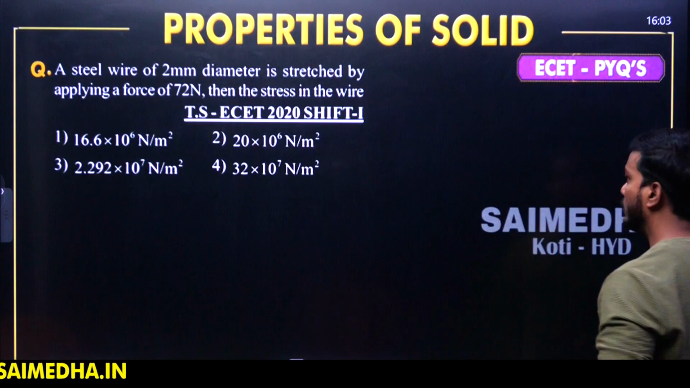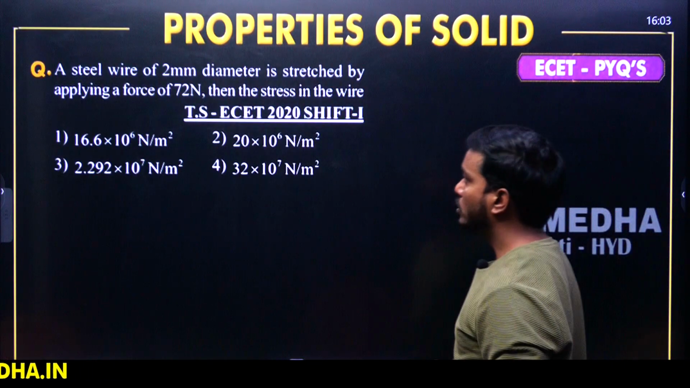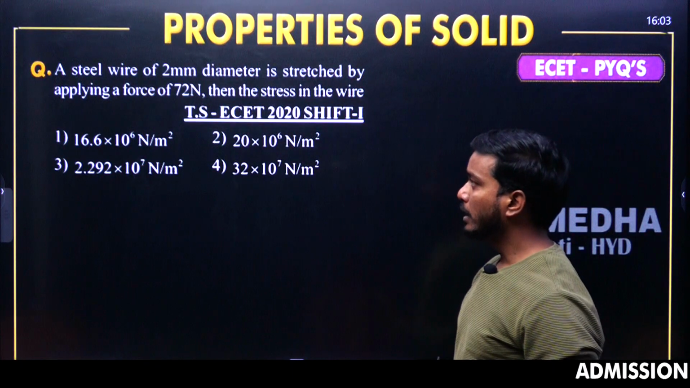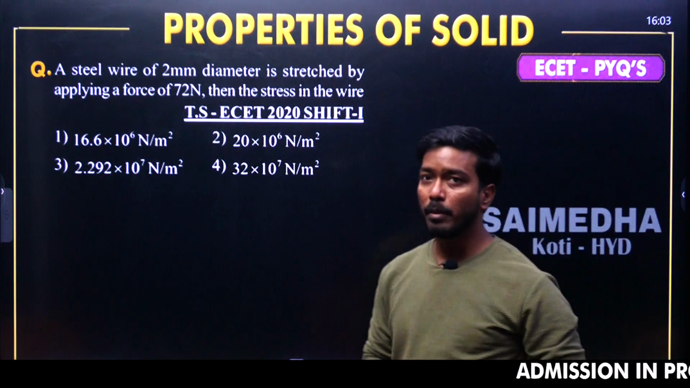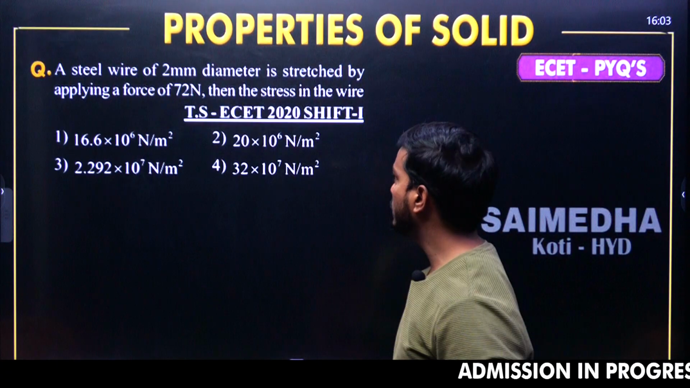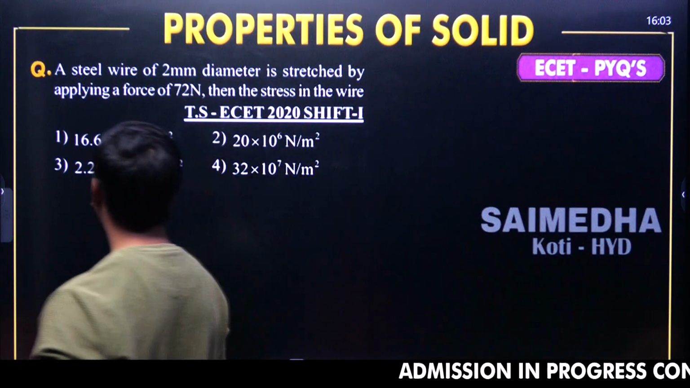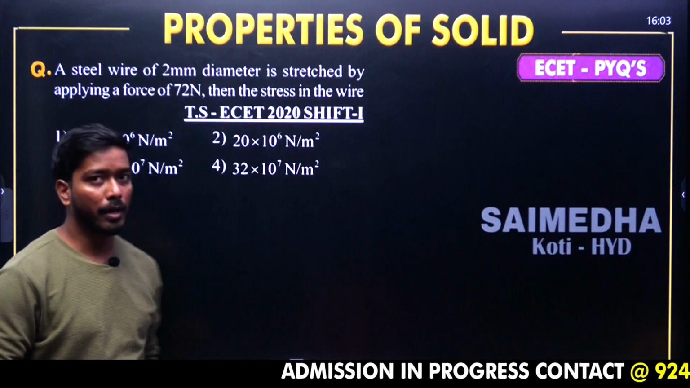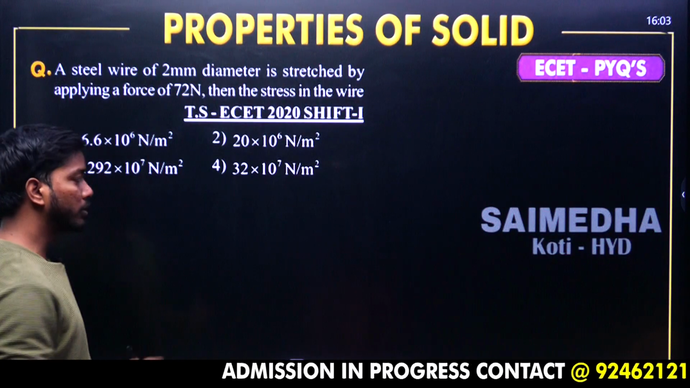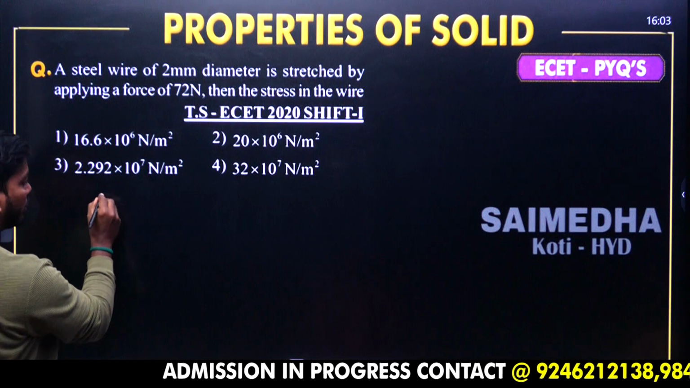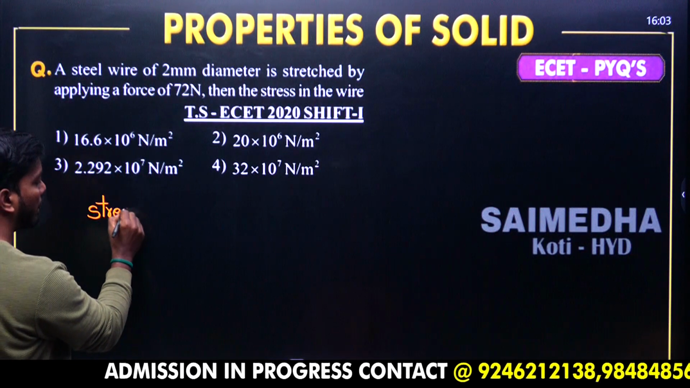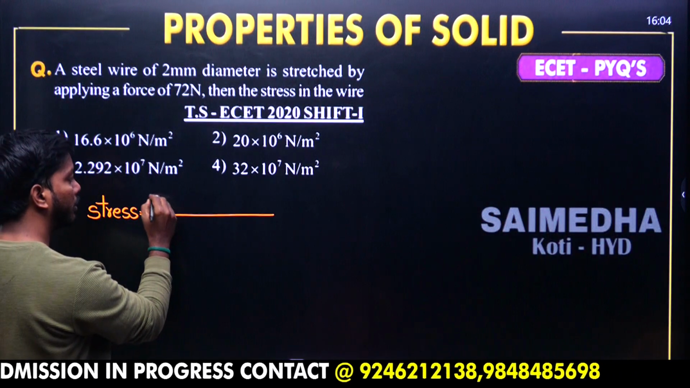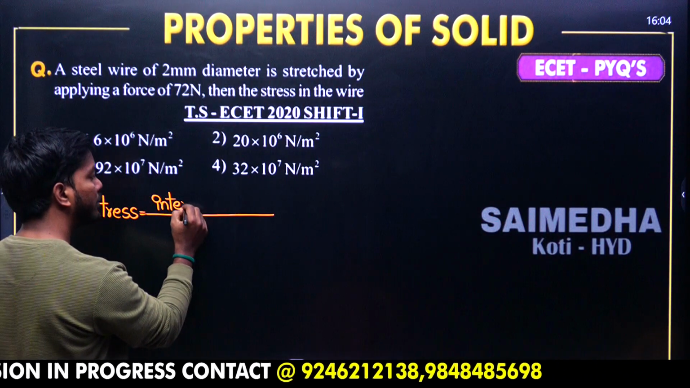The question number 1, which appeared from the properties of solids in the TS ECET 2020, was: a steel wire of 2 mm diameter is stretched by a force of 72 newtons. Then the stress in the wire is? First of all let me tell you the formula for stress. Stress is the internal resisting force acting per unit area.